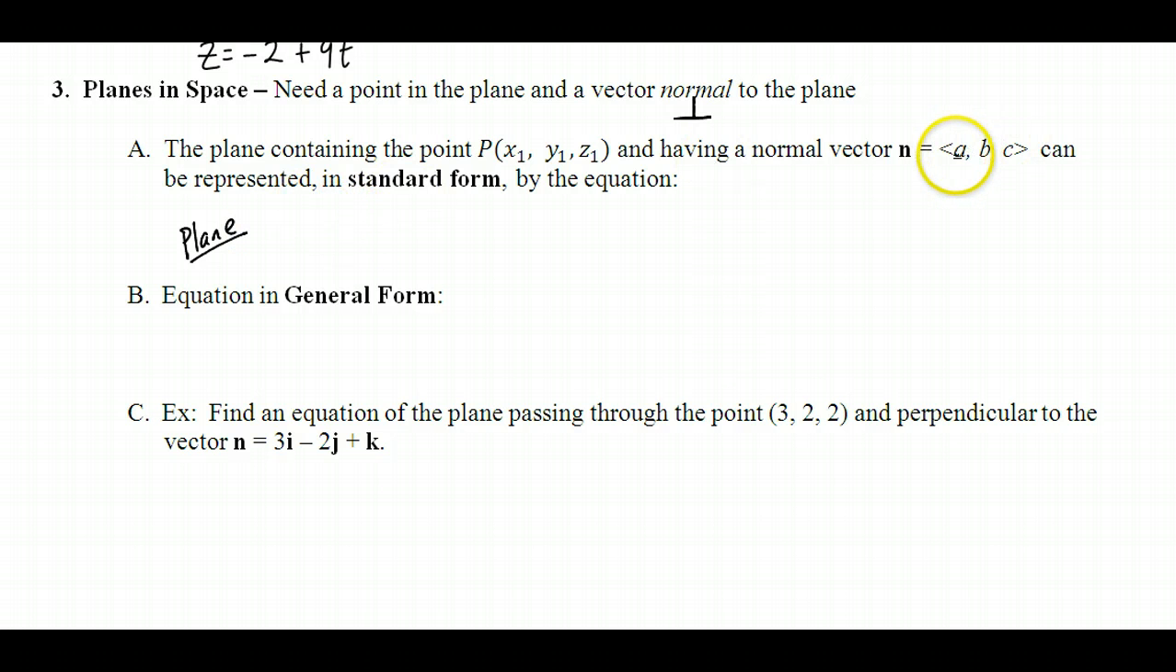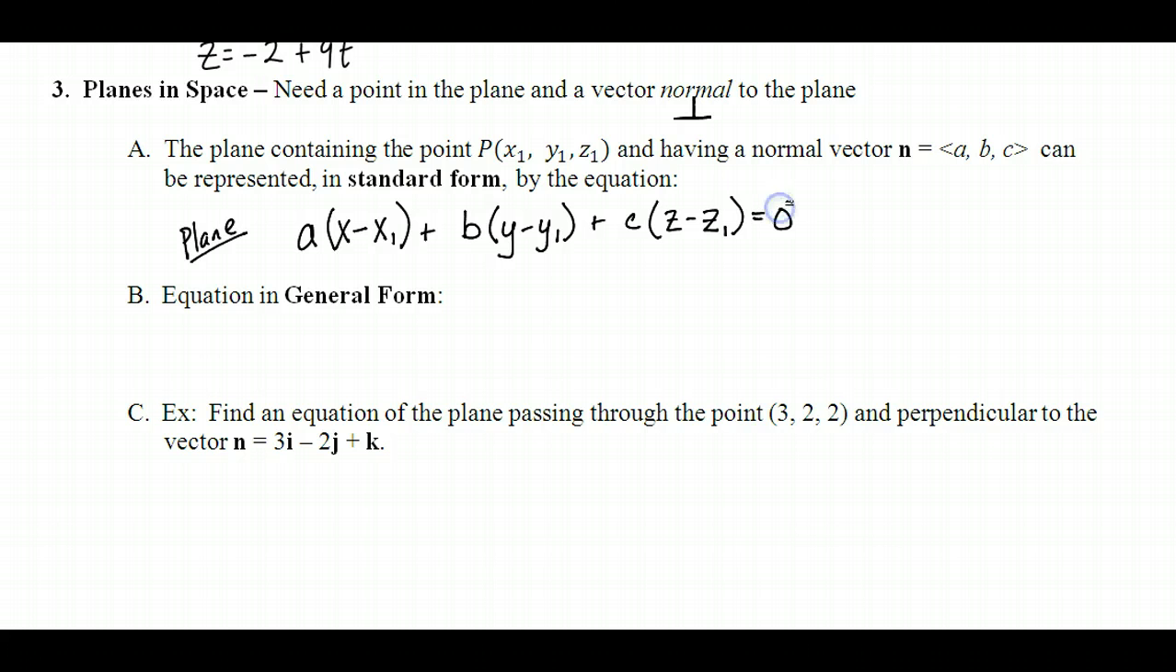For this situation, it's your normal vector, so you have a times x minus x sub 1, and x sub 1 is some point on that plane, plus b times y minus y sub 1, plus c times z minus z sub 1, and this is going to equal 0. So that's our standard form. Most of the time though, we like to write it in general form.